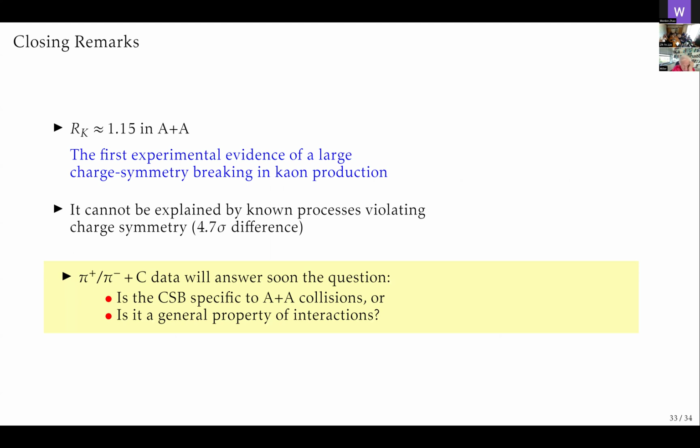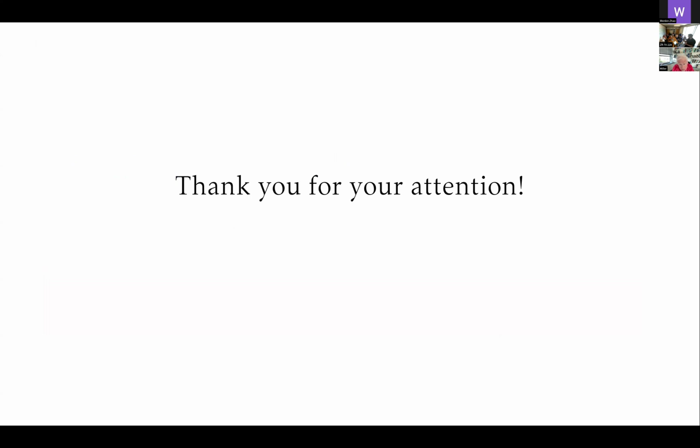to sum up, we've seen this larger than one ratio of charged to neutral kaons in argon-scandium collisions. This would be the first experimental evidence of large isospin symmetry violation in kaon production. If you account for all the existing measurements, it cannot be explained by known processes, and we will have interesting data soon that will be able to answer some of the remaining questions. Right. So, thank you for your attention.